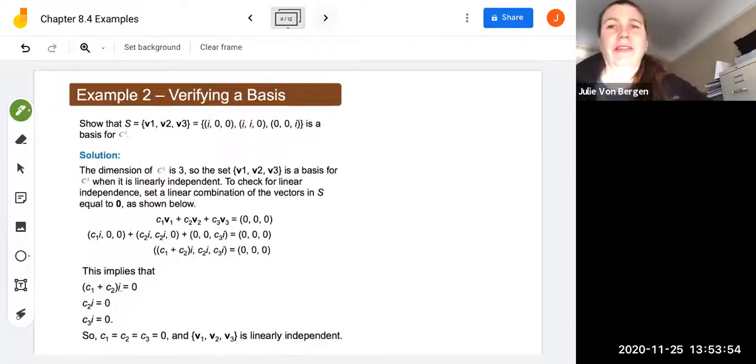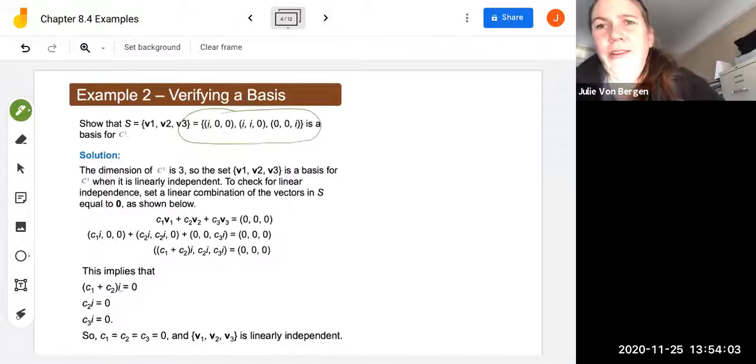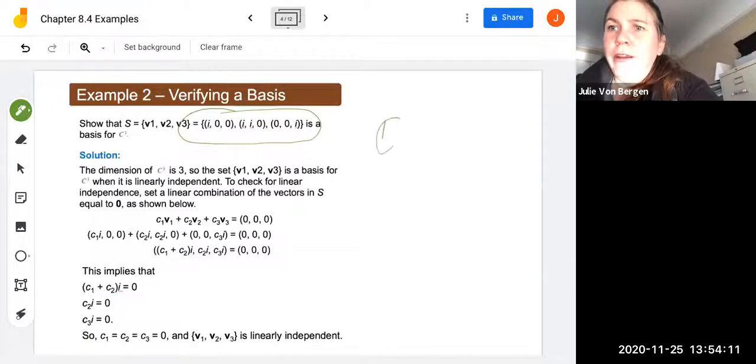So let's take a look at another example. In this example, we're going to verify a basis. We're going to show that this alternate basis, (i, 0, 0) is the first vector, (i, i, 0) is the second, and (0, 0, i) is the third, is a basis for C3, the three-dimensional complex numbers. So the dimension of C3 is 3. The set v1, v2, v3 is a basis for C3 when it's a linearly independent set.